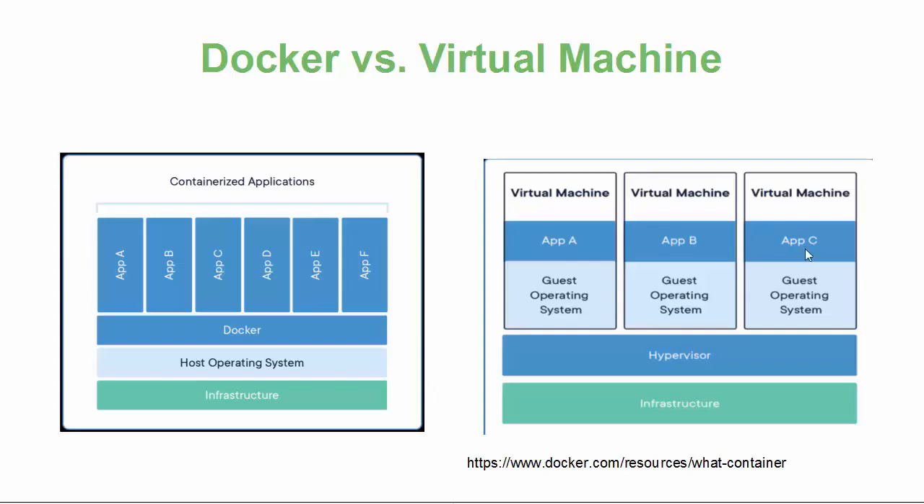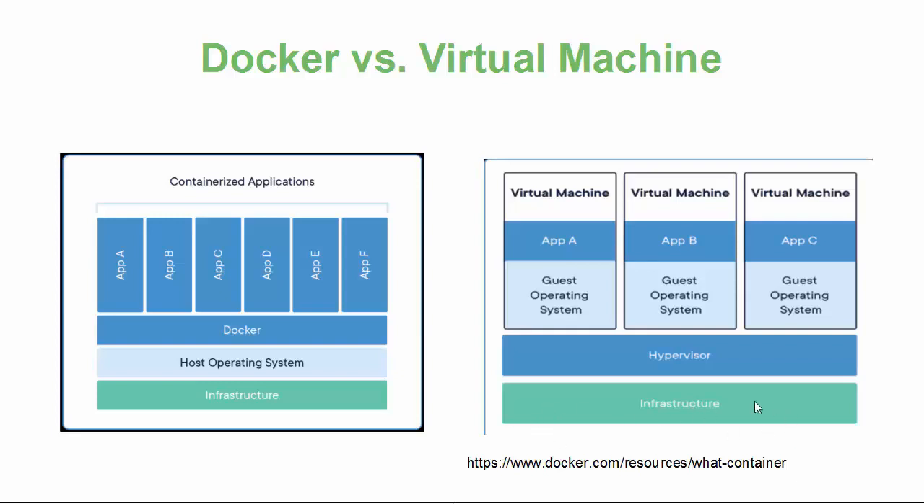When you talk about virtual machines, you can see this diagram on the right hand side. Virtual machines, or VMs, are an abstraction of physical hardware, turning one server into many servers, and this is made possible by the hypervisor, which allows multiple virtual machines to run on a single machine. Each virtual machine includes a full copy of an operating system.